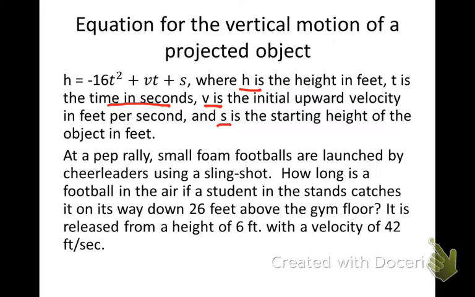So here's our problem. At a pep rally, small foam footballs are launched by cheerleaders using a slingshot. How long is a football in the air? So we're trying to find the length of time. If a student in the stands catches it on its way down 26 feet above the gym floor, it is released from a height of 6 feet. In other words, the little thing they're shooting it from is 6 feet, with an initial velocity of 42 feet per second. So we're going to put those things in this formula in the right place.